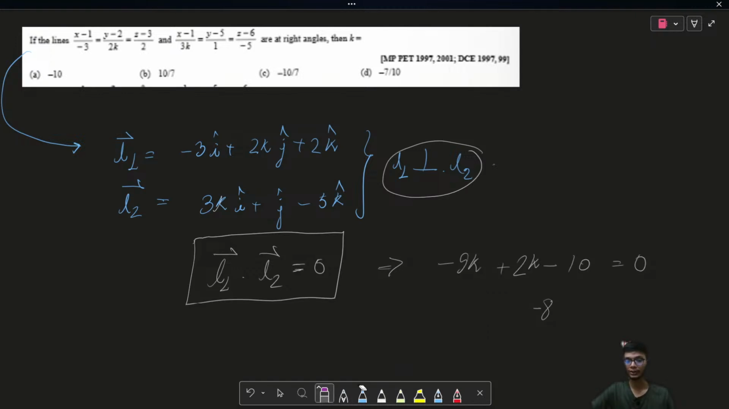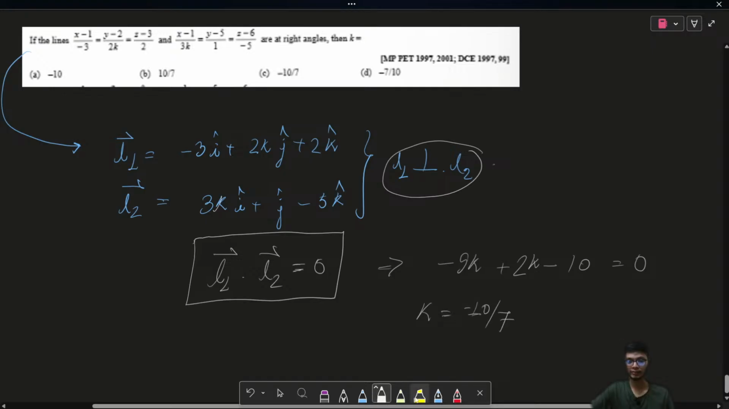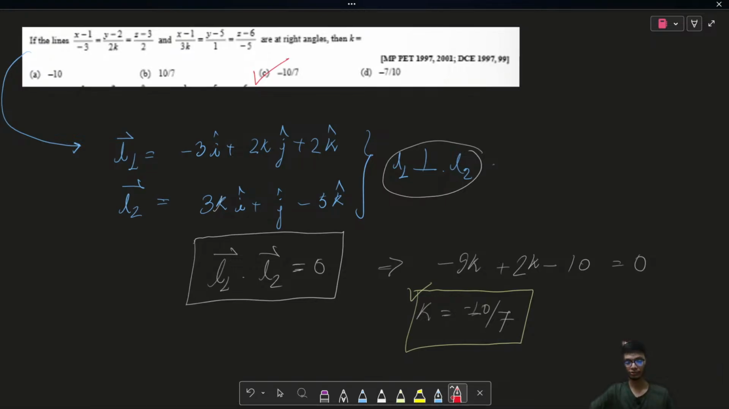Correct. So yes, now from here, if I solve it, I'll get the value of k as minus 10 upon 7. So from this, the correct answer to this particular problem is going to be option number C. Very simple, straightforward question to start with.